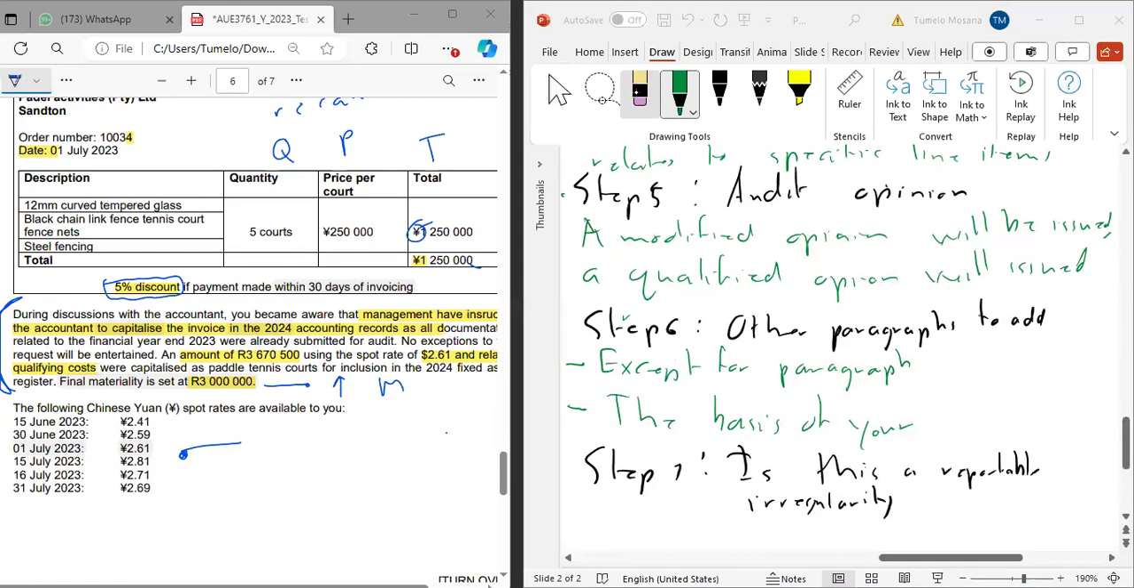The basis for... so this one, I don't want you to focus on this step. It is a general question that is asked separately, right?